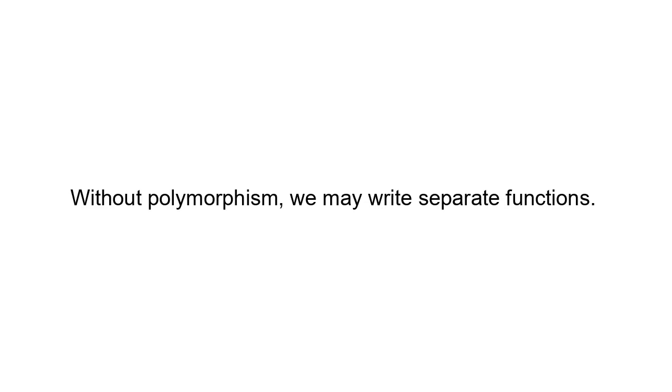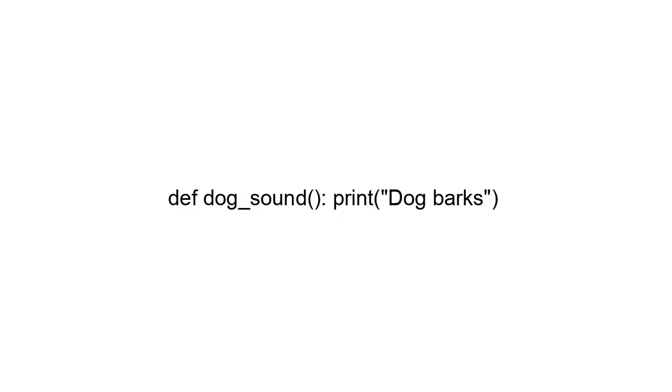Example without polymorphism. Without polymorphism, we may write separate functions. Example, def dog_sound, print, dog barks. Def cat_sound, print, cat meows. Def cow_sound, print, cow moos. Problem. Every new animal requires a new function. This is not scalable.